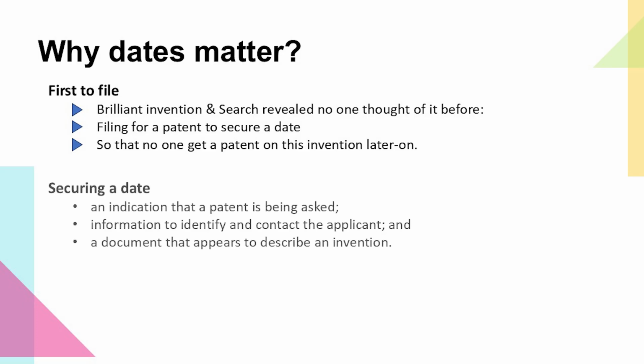In order to secure a filing date at the Patent Office, not much is required. All you need to say to the Patent Office is that you are seeking to get a patent and provide them with your name and contact information as the applicant. As well, you need to provide a document that looks like you are describing an invention. However, if these documents are not provided on the same day, the date that will be secured as the filing date will be the day when all of these will be provided to the Patent Office.